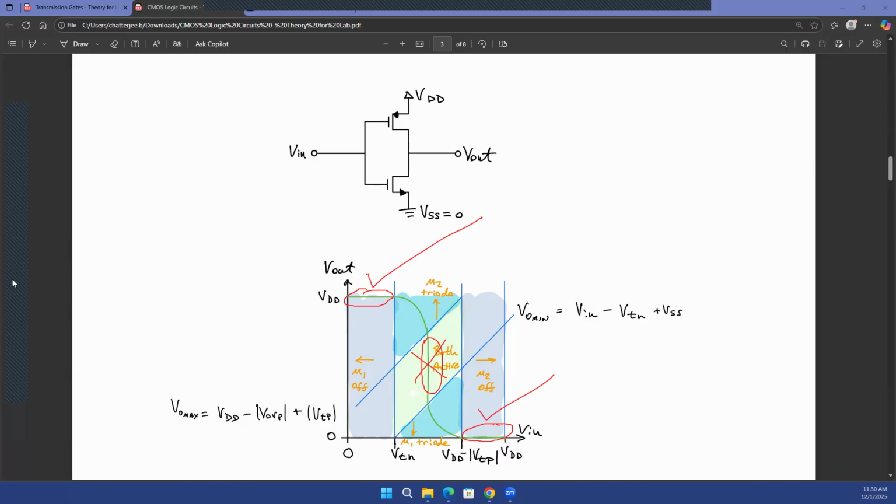Question? If you're building a digital circuit, yes. But if you're building an analog circuit, you want to have both of them here. It depends on whether you want a digital circuit or you want an analog circuit.